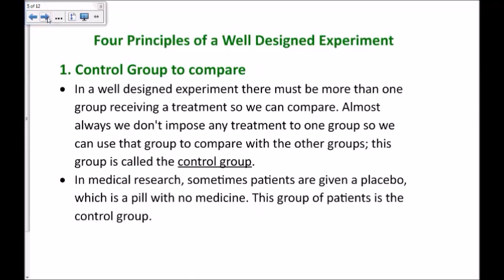This group that we don't do anything with is called the control group. It's the group that we're doing nothing with, so we can compare that with our other treatment groups. In medical research, sometimes patients are given a placebo, which is a pill with no medicine. Okay, and this group becomes the control group.